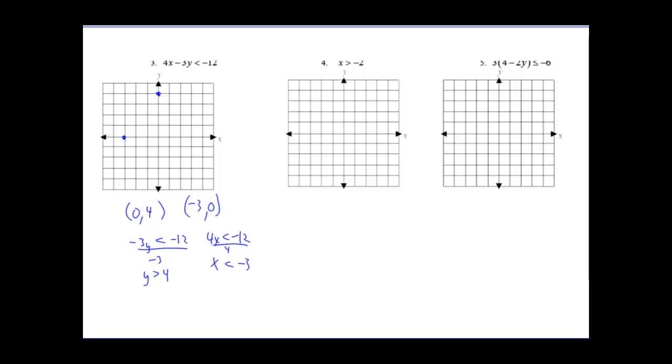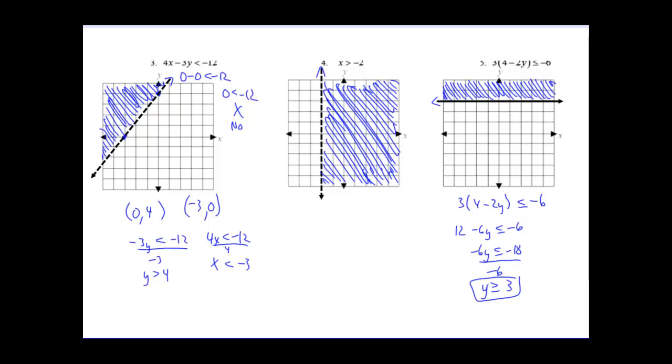It is not equal to, so it's a dotted line. And there's our graph. 0, 0 is not in or on the line, so let's check 0, 0. 0 minus 0 less than negative 12. Is 0 less than negative 12? The answer is no. So we're not going to shade below the line, we're going to shade above the line. Go ahead, hit pause, do 4 and 5, check back with me in a second.